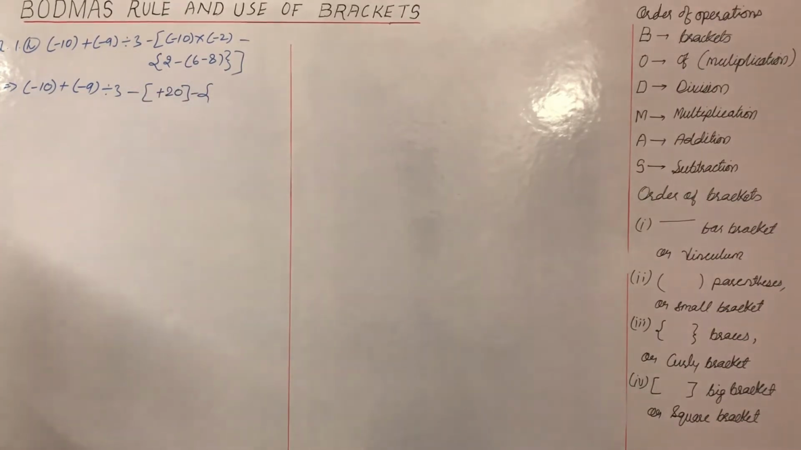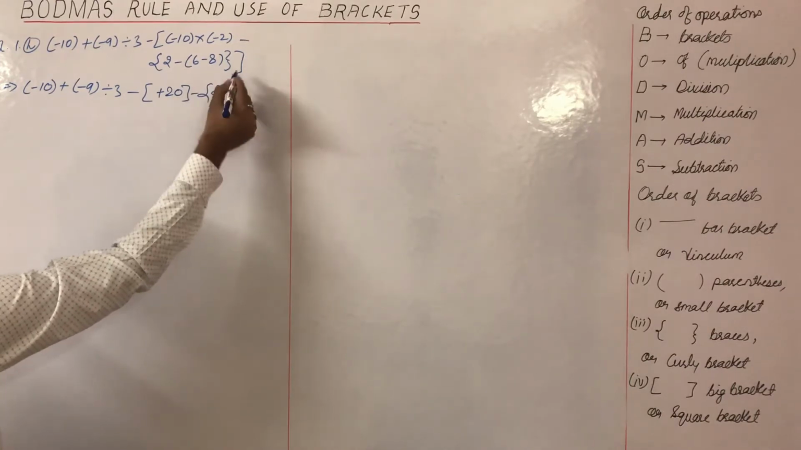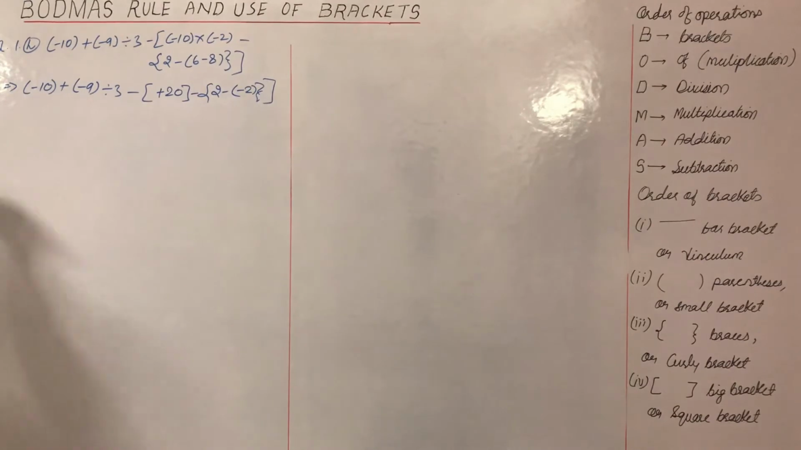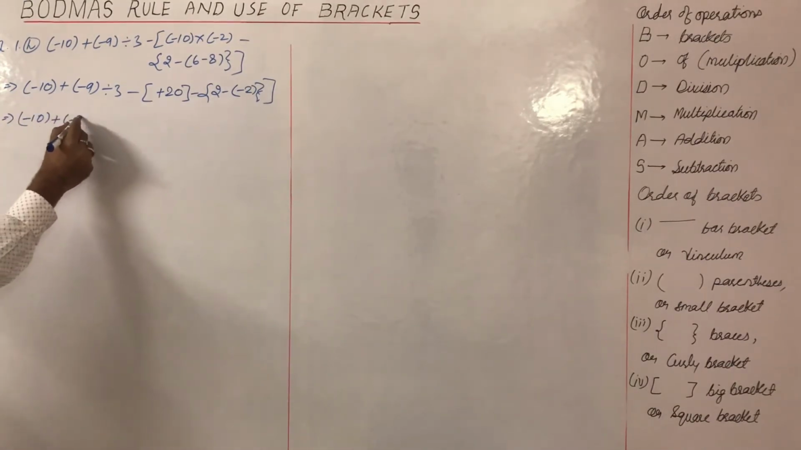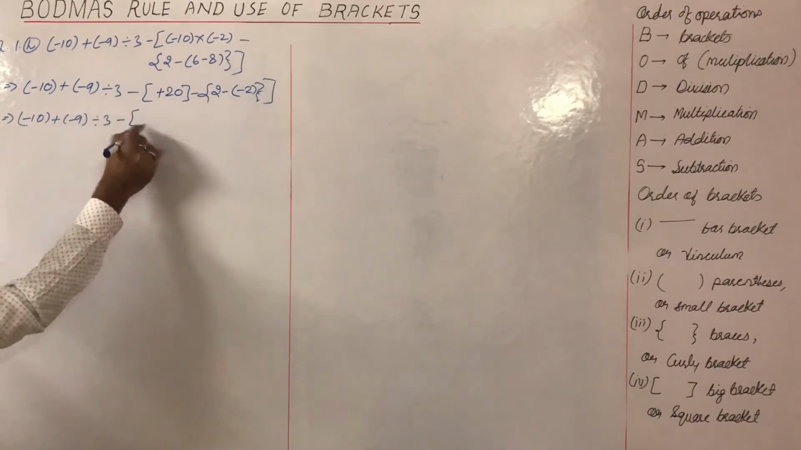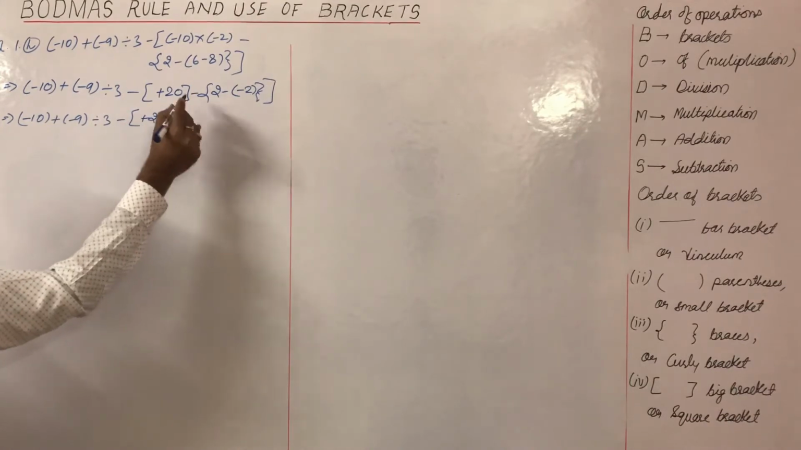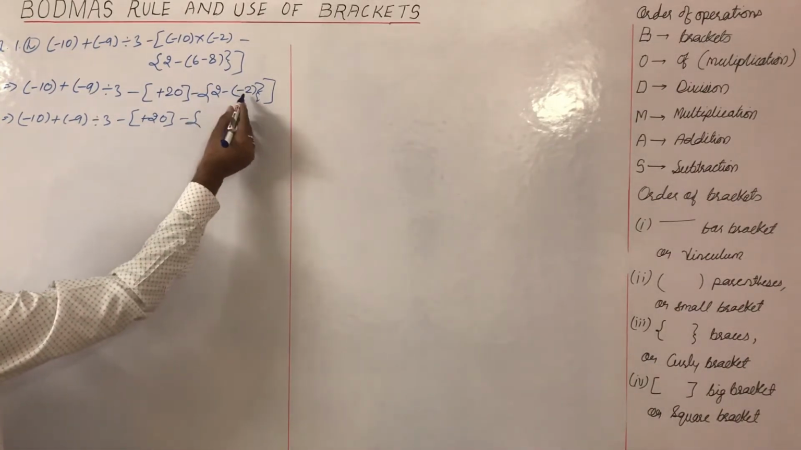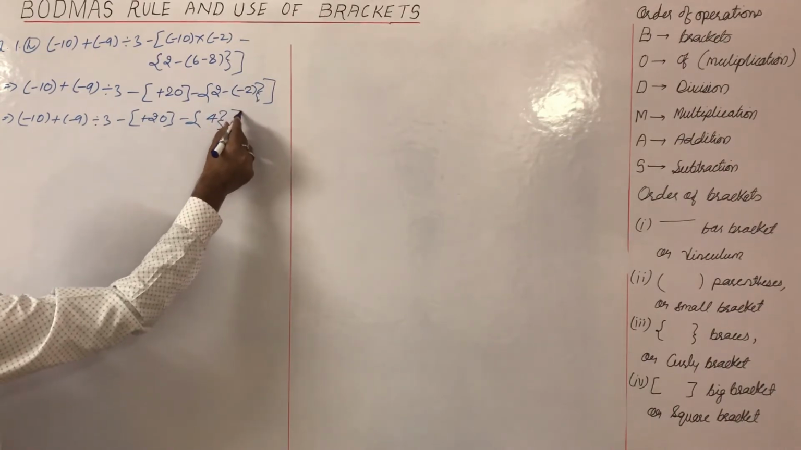Minus, under the curly bracket, 2 minus 6 minus 8 is minus 2. Right. Again in the next step, minus 10 plus minus 9 divided by 3 minus plus 20 as it is, minus. We'll solve the curly bracket first. So 2 minus minus 2 becomes minus minus plus. So 2 plus 2 is 4 now.